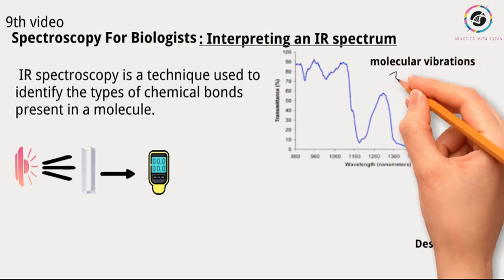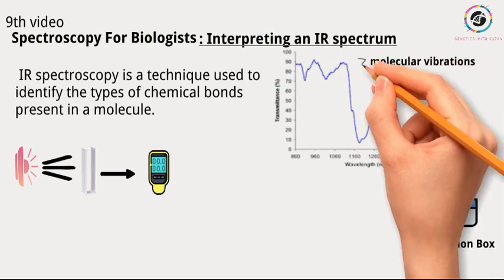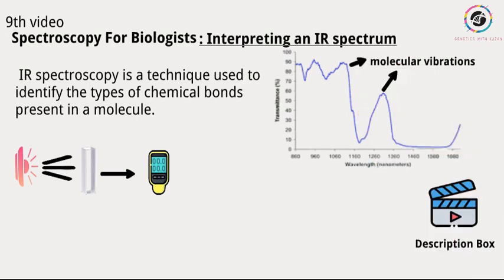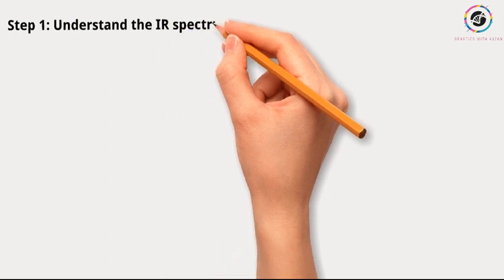Peaks in the spectrum correspond to specific molecular vibrations and functional groups. I'll guide you through the process of analyzing peaks, identifying characteristic bands, and unraveling the molecular puzzle. Let's break down the process of spectral interpretation into clear steps. Step 1. Understand the IR spectrum graph.